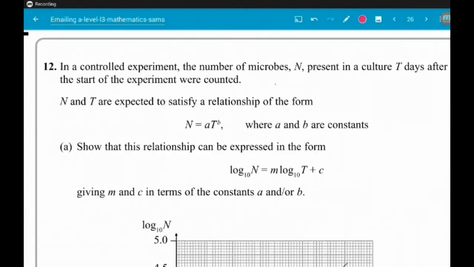Okay, question 12. So in a controlled experiment, the number of microbes n present in a culture t days after the experiment started were counted. N and t are expected to satisfy a relationship of the form n equals a times t to the power of b, where a and b are constants. Part A asks us to show that the relationship can be expressed in the form log 10 of n is equal to m log 10 of t plus c, where we want to give m and c in terms of a and b.